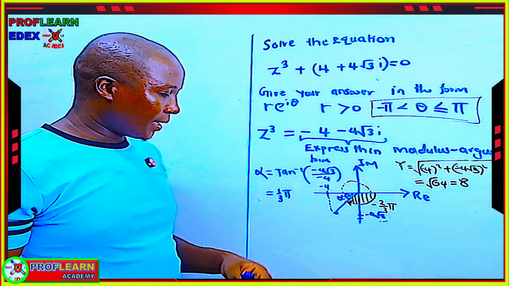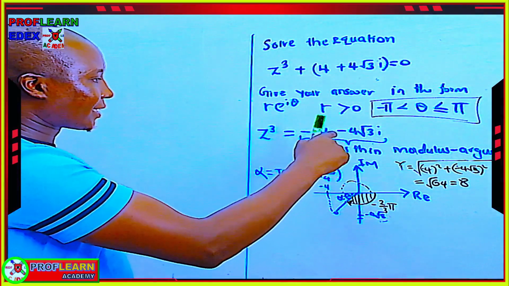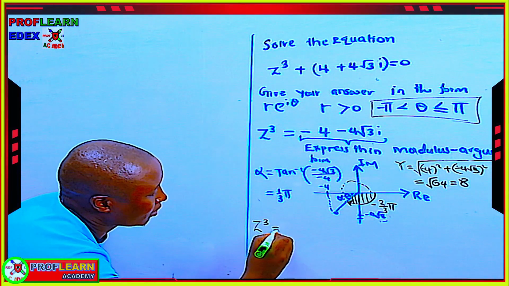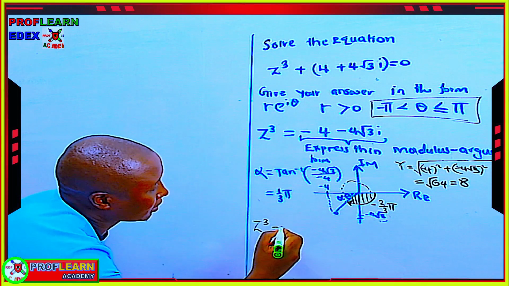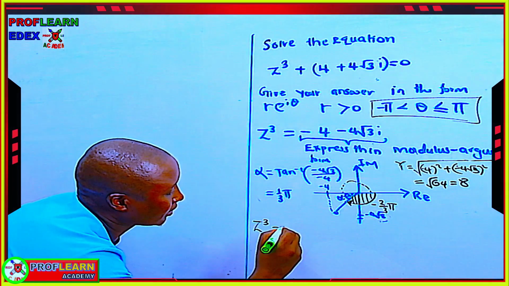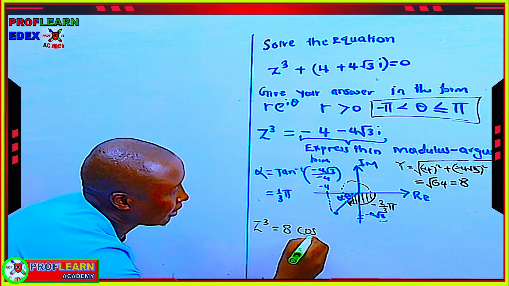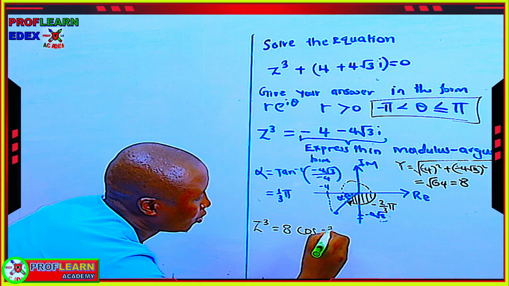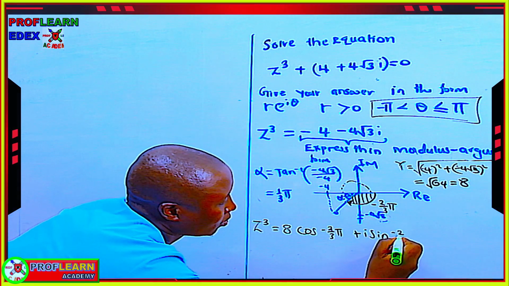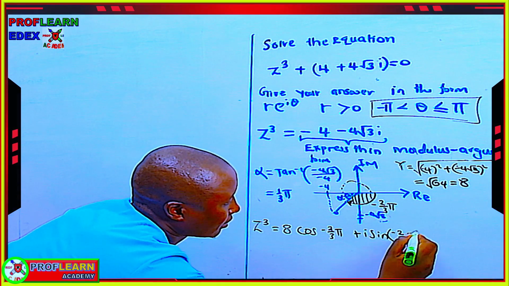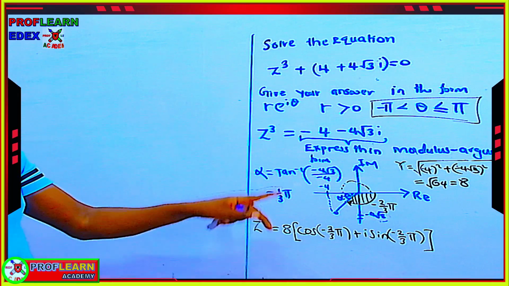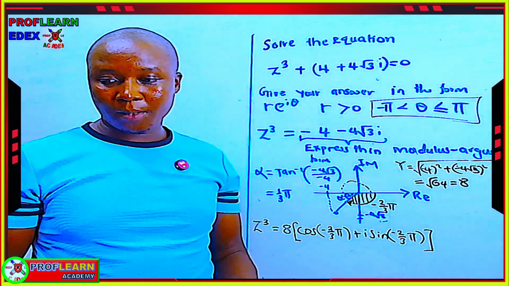So once we have done that, we can now say our complex number that we were given here is going to be what? Z cubed is equal to the modulus argument form. We shall have the modulus, and the modulus is going to be 8 cosine of negative 2 over 3 pi plus i sine negative 2 over 3 pi, like that. So this is the modulus argument form of this particular question that we are provided here.